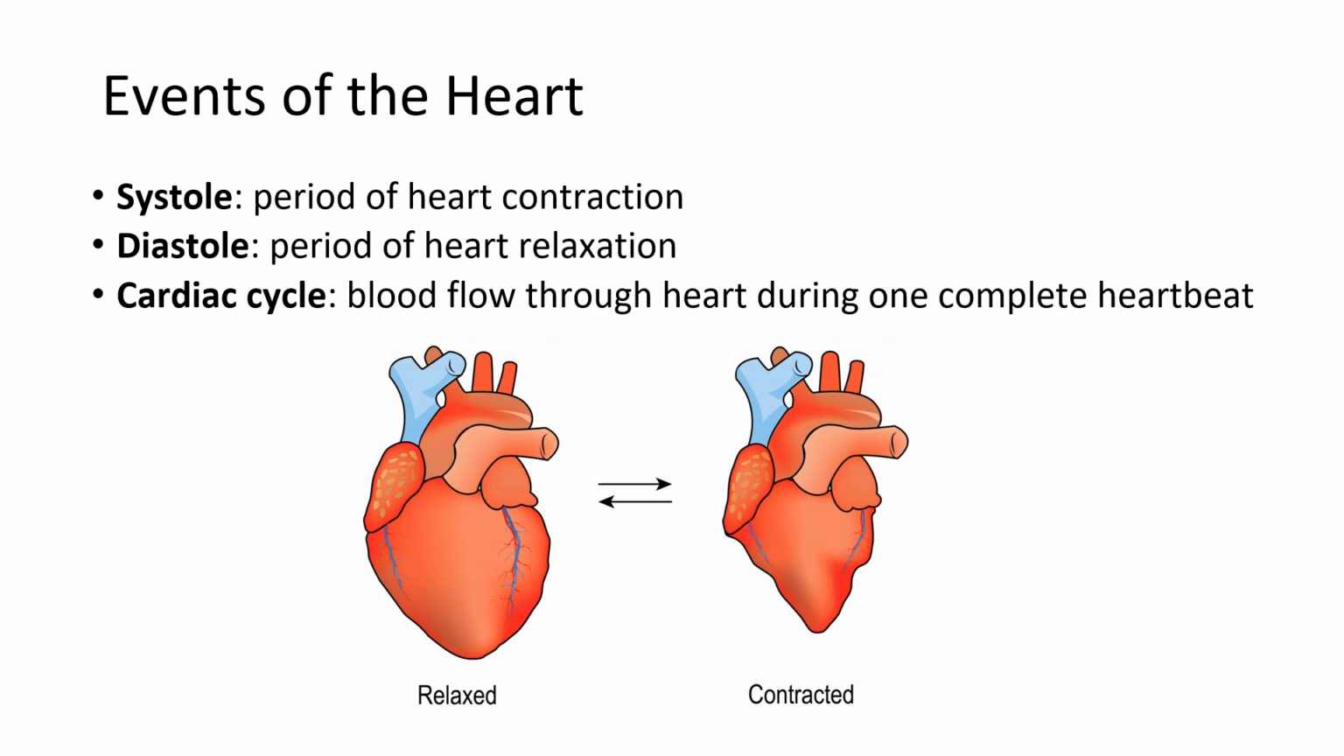So events of the heart. This is going through a cardiac cycle essentially. We call systole the period of heart contraction and diastole the period of heart relaxation. When you're taking your blood pressure, you're actually measuring your systole and diastole. And it's a ratio. But the cardiac cycle then is blood flow as it travels through the heart during one complete heartbeat. So going from relaxed to contracted. And so remember that the relaxed state is actually when the coronary circuit is feeding the heart muscles that blood.